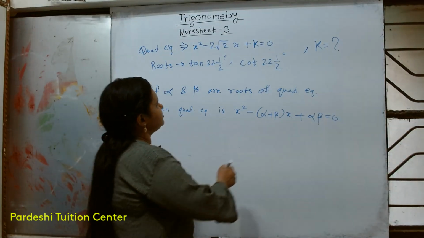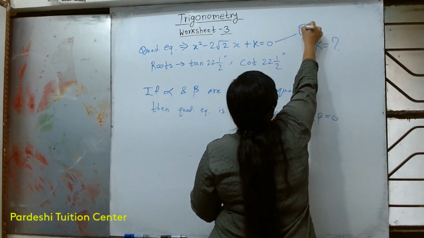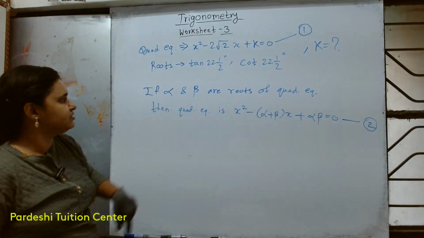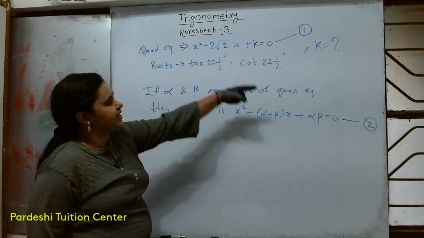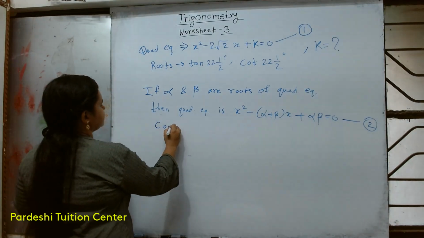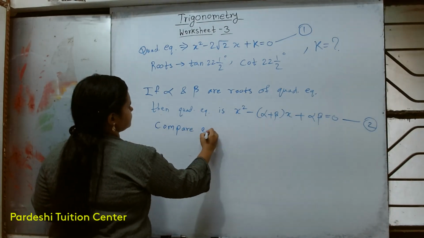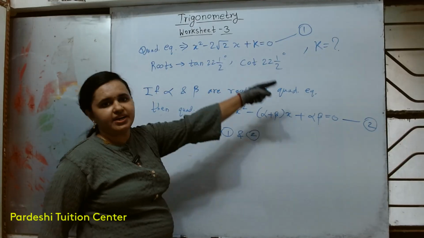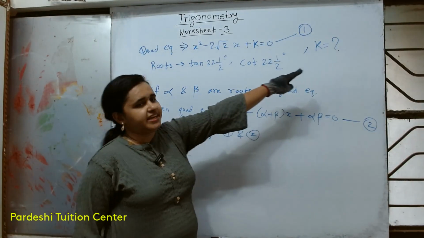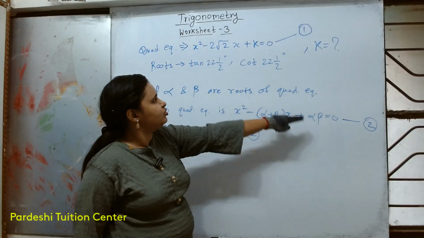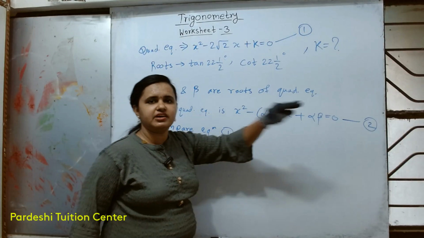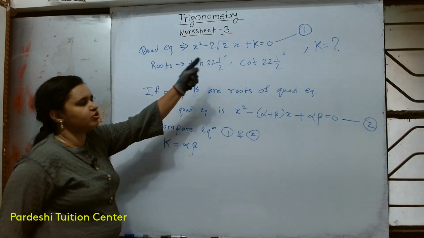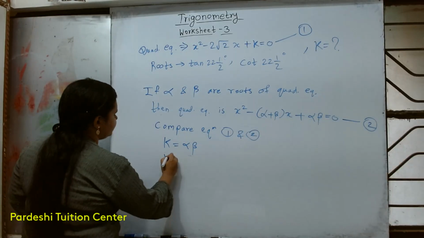If we compare these two equations, I put this as equation 1 and this as equation 2. This is the condition you should always remember. So if I compare equation 1 and equation 2, we have to calculate k. If I compare 1 and 2, k will be equal to alpha beta. I compare both the equations, so k will be equal to alpha beta.